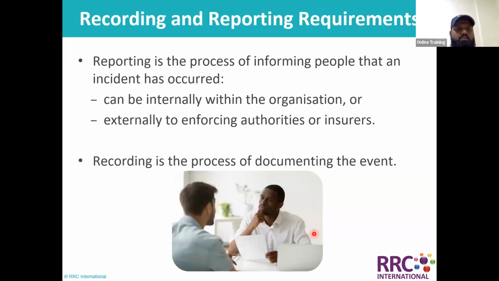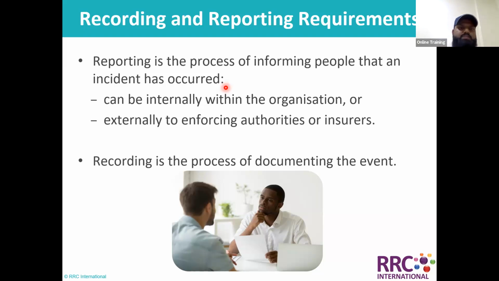Okay. Now over here, we are going to record and report the incident. What are the requirements? Reporting is the process of informing people that an incident has occurred. I gave you the example of Aramco: once an incident occurred over there, they asked the contractor to investigate. They find out the immediate causes and root causes, paste them on one of their sheets, you can say the fact sheet or the circular, and circulate it among all the other contractors.